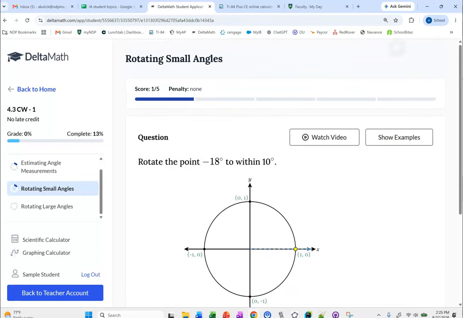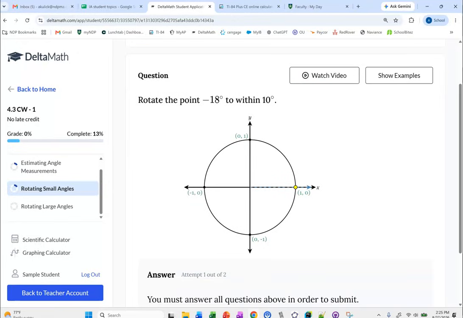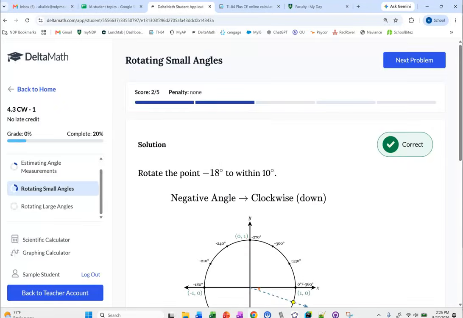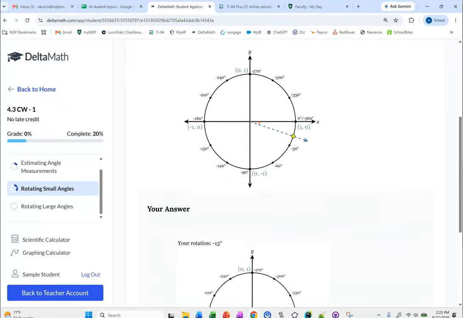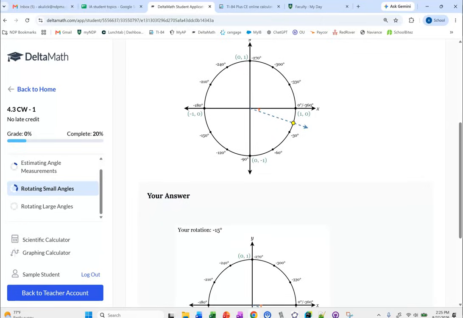Do another one that's not quite so trivial. Negative 18 degrees. Which way am I going this time? Clockwise. So maybe, I don't know, there. 18 is about 2/9 of 90 degrees, right? So if I look at this, that's probably pretty close. I like to try to divide it into fractions. Said it was close enough. My answer was negative 15, so I was within 4.